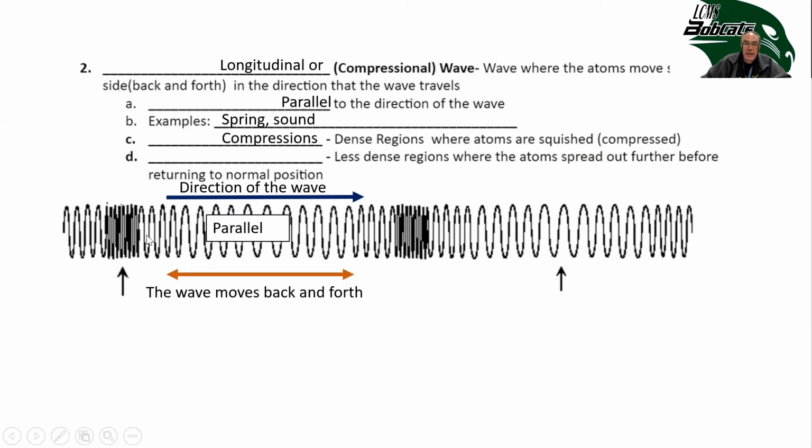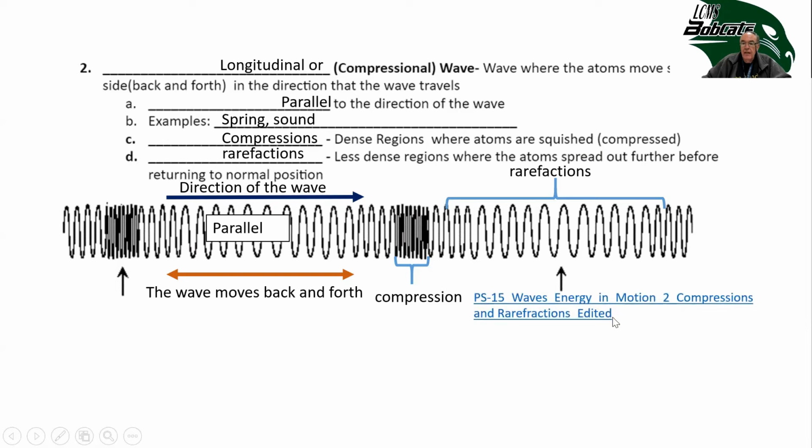The dense parts of the wave, where it's compressed together, are called compressions. So where it's squeezed together and the particles are close, this is a compression. And then the part of the wave where it's farther apart is called the rarefaction. So that's a new word. It's probably going to be a little bit harder to remember than the other one. So we have compressions and rarefactions. I'm going to take a quick look at this little clip on the compressions and rarefactions.